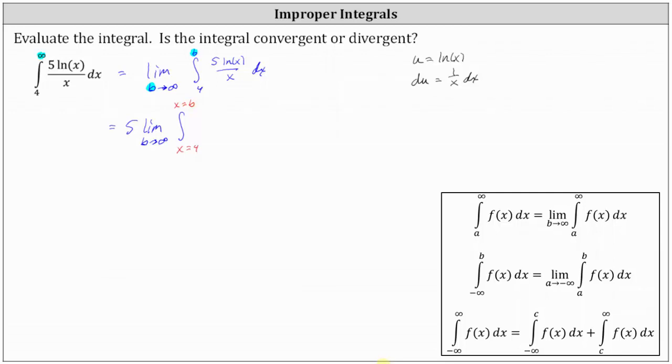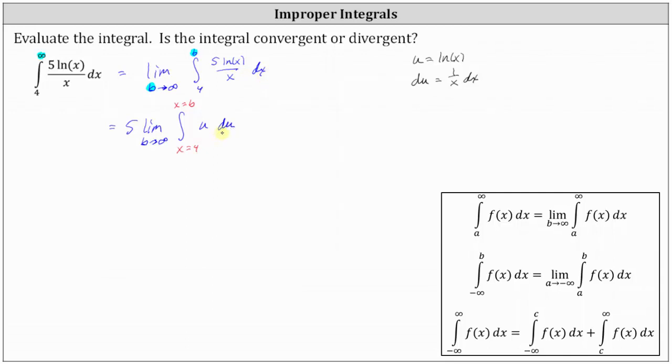We've already factored out the 5, and therefore we're left with the integral of natural log x divided by x dx, which simplifies nicely to just the integral of u du. Natural log x is equal to u, and 1 divided by x dx is equal to du.